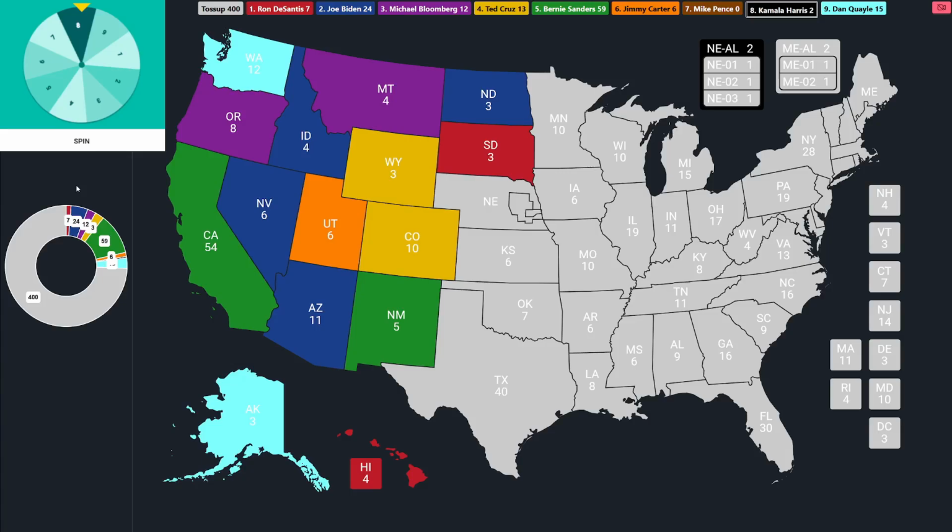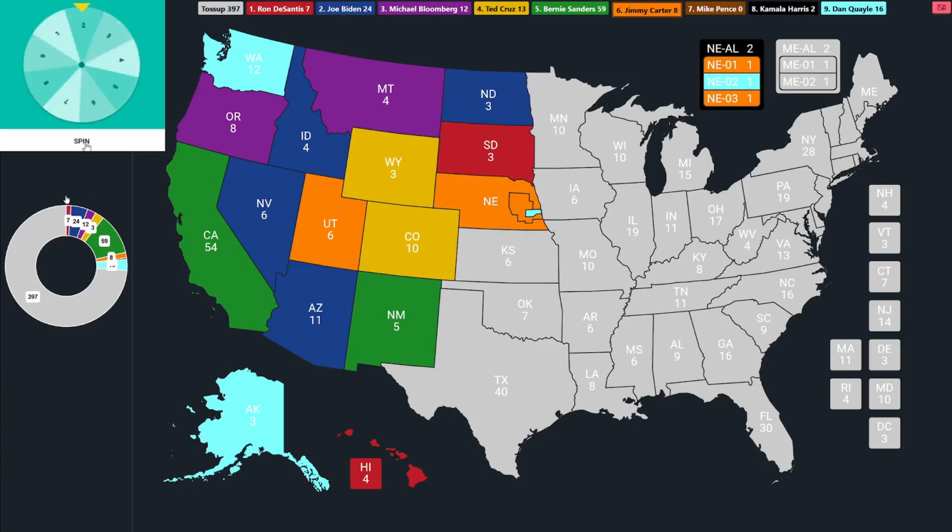Next, it's Nebraska's first congressional district. Just 1 vote here. And that's going to be for number 6. That's coming to Carter. Here's Nebraska's second. This is number 9. That's coming to Quayle. Let's close out the Cornhusker State. We've got Nebraska's third. Number 6. It's coming to Carter.